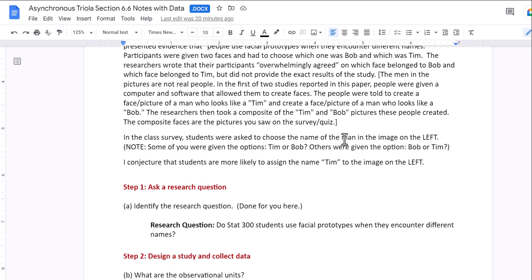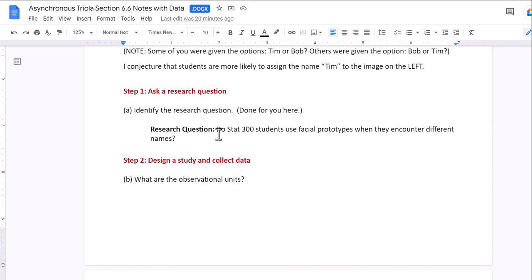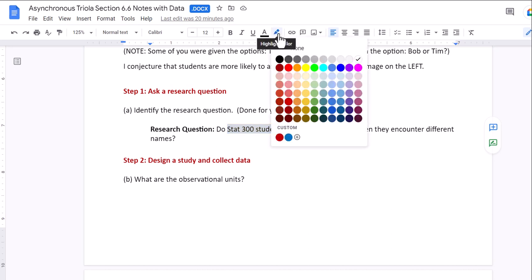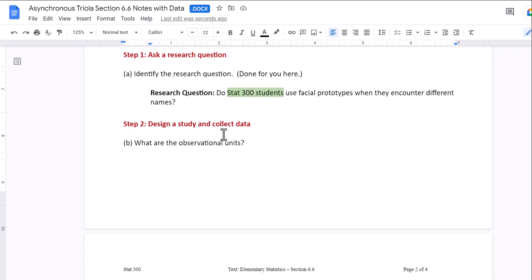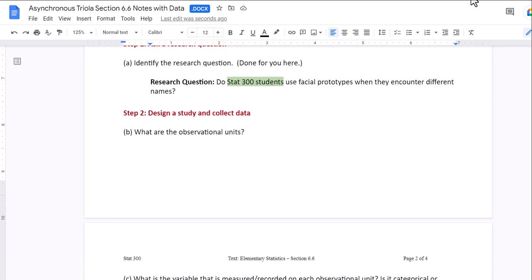So the data that we're going to analyze is the data from the survey that I created. So what was my survey? My survey was intended for STAT 300 students. So that's why the research question is not, do people use facial prototyping, but instead, do STAT 300 students use facial prototypes, because the data that I collected was from STAT 300 students.